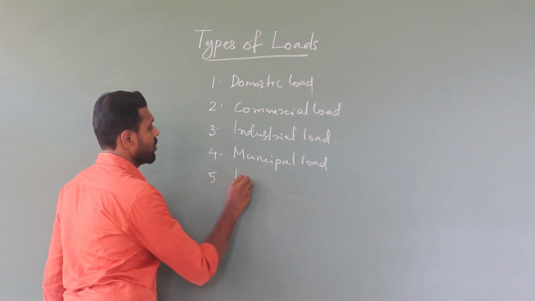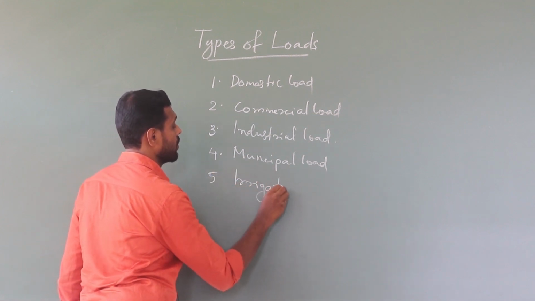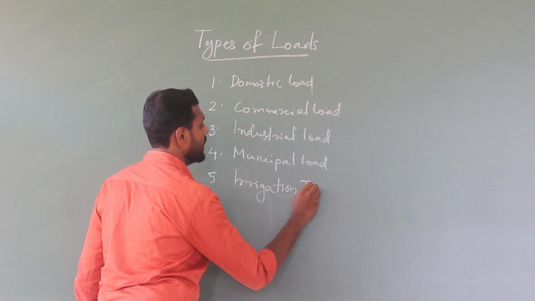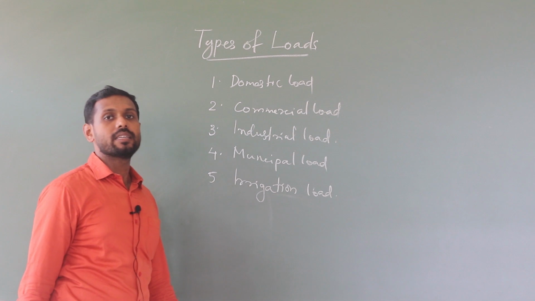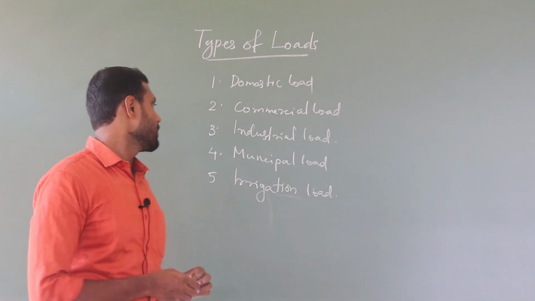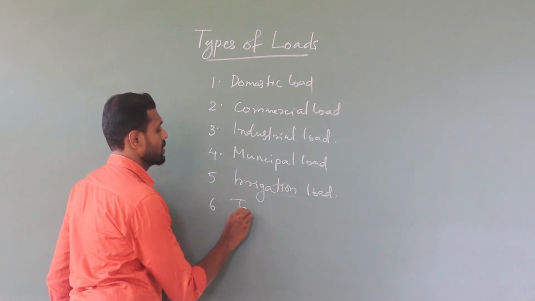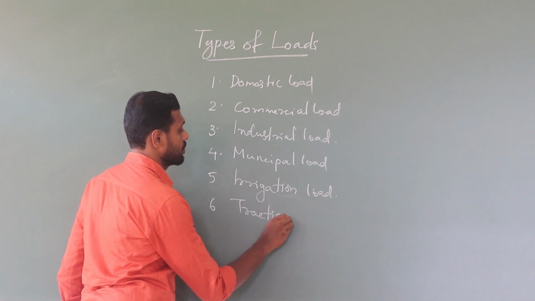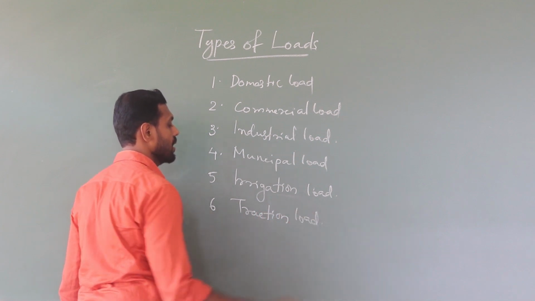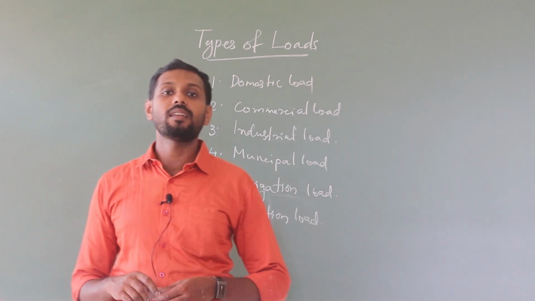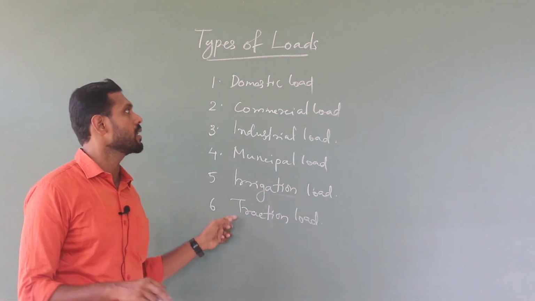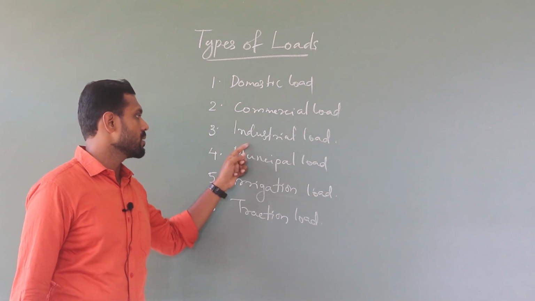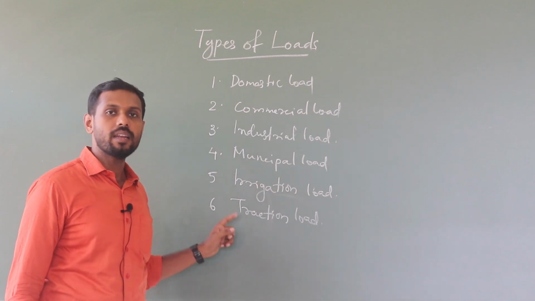Then irrigation types of loads. These loads are related to agricultural purposes. Then traction loads. Such loads can mainly be seen in railways. So loads can be classified into six categories: domestic load, commercial load, industrial load, municipal loads, irrigation loads and traction loads.